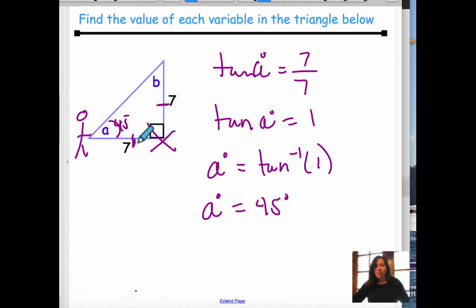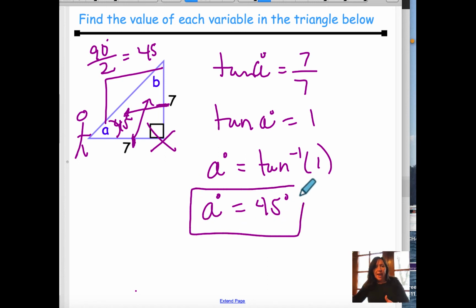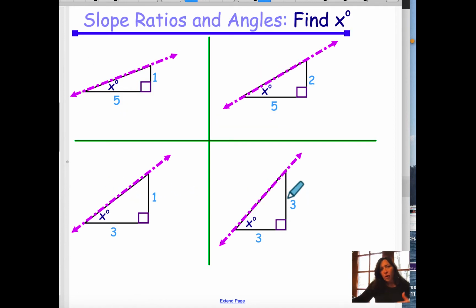And these are very common ratios that you're going to see over and over again. 1/3, you're always going to get 18 degrees. 1/5 or 0.2, you're always going to get 11 degrees. 0.4, you're always going to get 22 degrees. And anytime it's a 45, 45, 90, because it's isosceles, you're going to get 45 degrees.